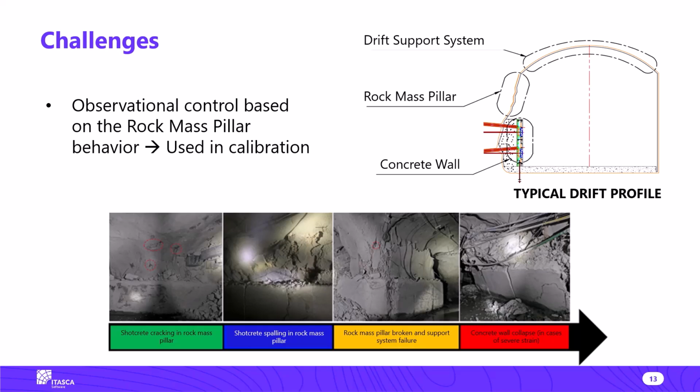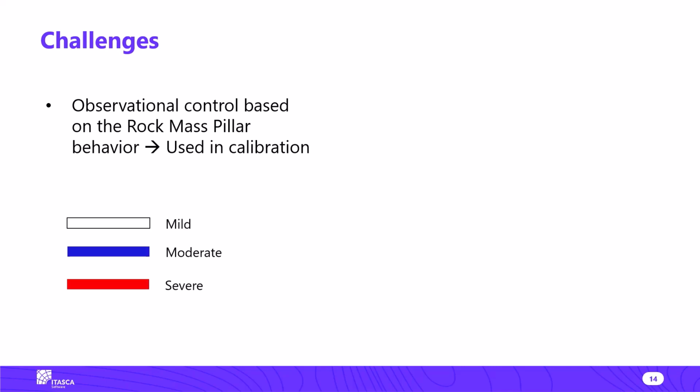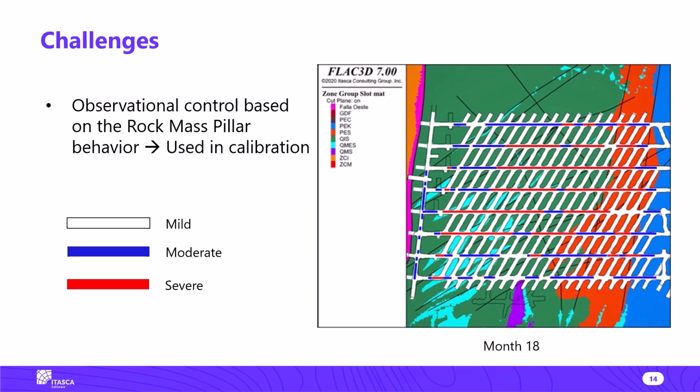The color and photo scale in the bottom provides a good idea of the gradual degradation process that was recorded in the observational method. Here we show an example of the observational information transferred into plan views of the macro block drifts from month 18. As you can see, there's a reduced number of mild segments in the drifts and a rather high number of segments with either moderately or severely damaged support state.